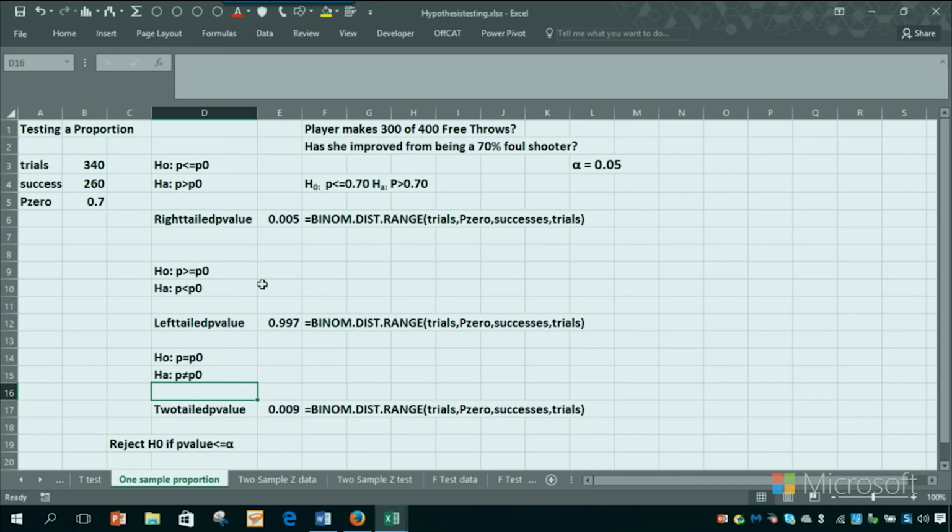And so basically, we set up this spreadsheet so that you can easily do your hypothesis test. All you do is put in how many trials or your sample size, how many successes you observed, and then the hypothesized value of the probability of success, and your p-values for each test will be spit out here by the formulas. And basically, if your p-value is less than or equal to alpha, you reject the null. And if your p-value is greater than alpha, you accept the null hypothesis.